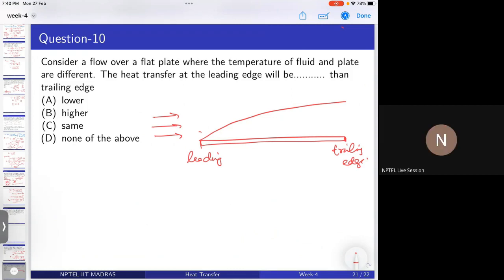No, you assume that there is no turbulence. The flow is laminar, entirely laminar till the trailing edge. Assume flow is laminar. Then it will be the same. How? Can you explain? Because when it is steady state, there will be no change of velocity, and our convection coefficient is a function of velocity. What about temperature?